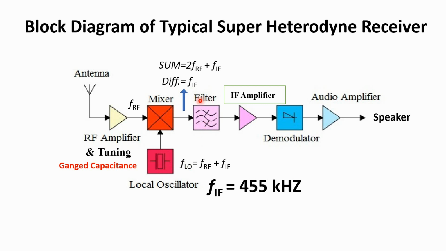And practically this FIF is set to 455 kilohertz, because at this frequency it is easy to design the IF filter, and it provides good selectivity. It provides good selectivity, right? So this way, that is all about this superheterodyne receiver.